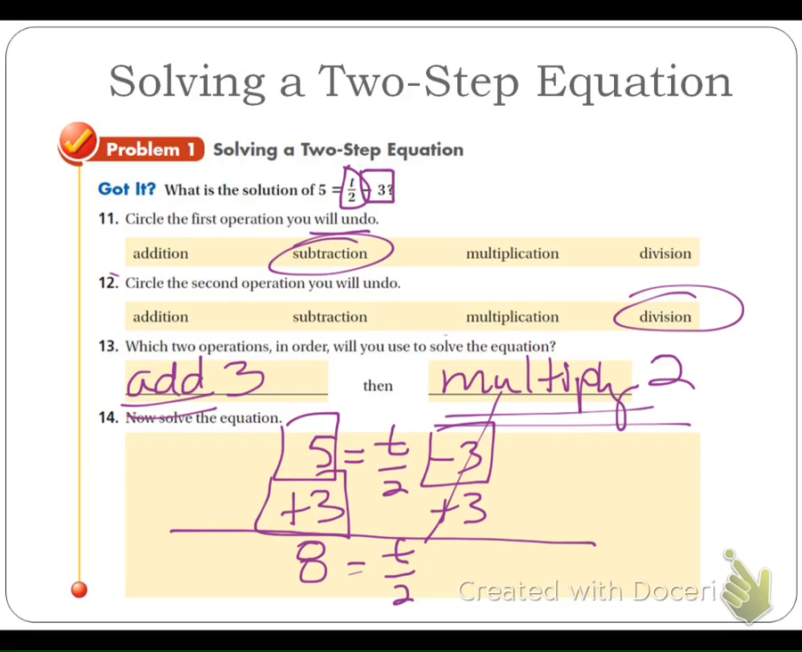Then I need to apply multiplication because I have t over 2. It's under, so I need to move it up and multiply it by 2. Multiply it by 2 on both sides of the equation. The 2 over 2 will cancel out, so I just have t all by itself, and then I just need to simplify the other side of the equation. So 2 times 8 equals 16. My final answer there, 16 is equal to t, or I can turn it around and put it in standard form, t is equal to 16.